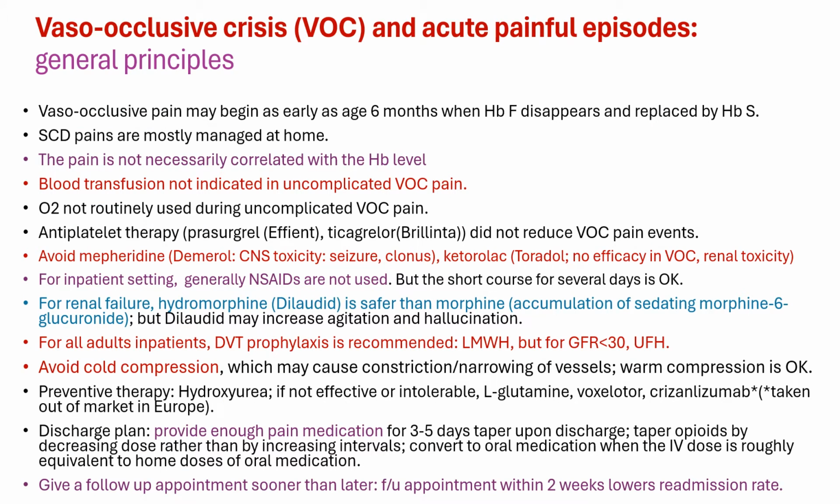Hallmark of sickle cell disease is a vaso-occlusive crisis and acute painful episodes. I just want to go over briefly the general principles in management. Vaso-occlusive pain may begin as early as age 6 months when hemoglobin F disappears and is replaced by hemoglobin S, we know.